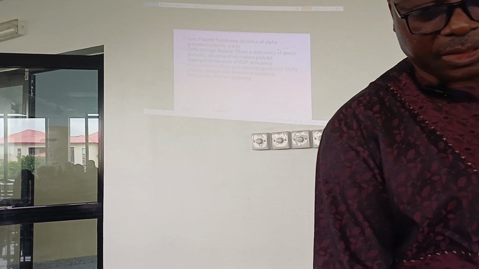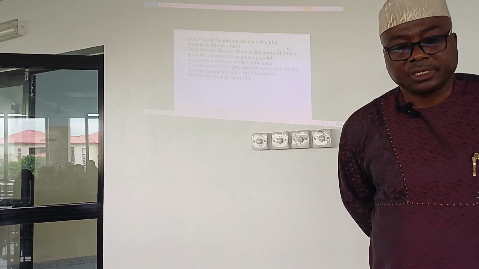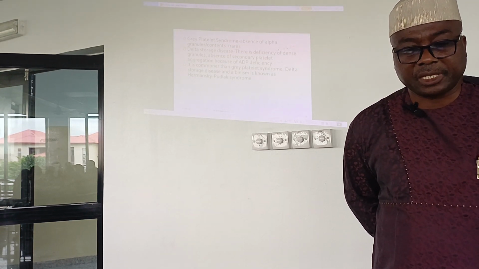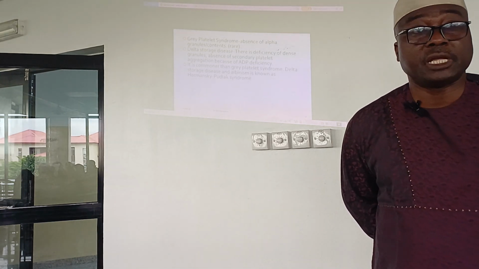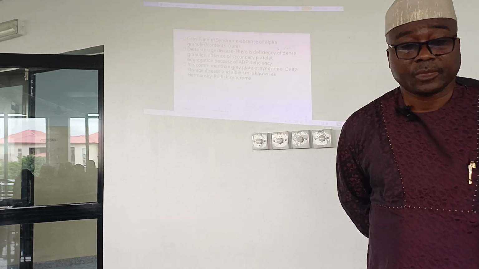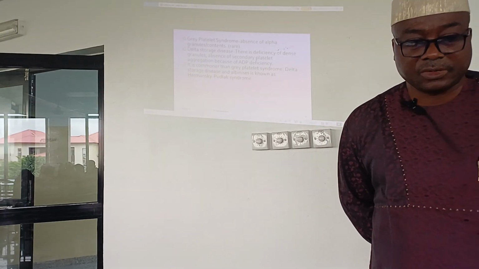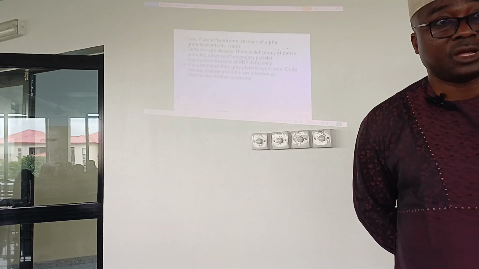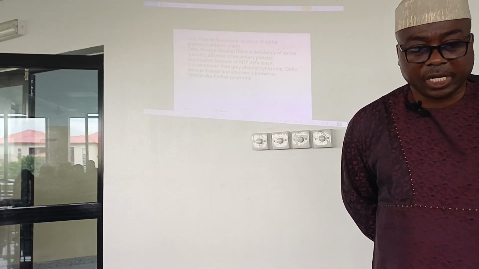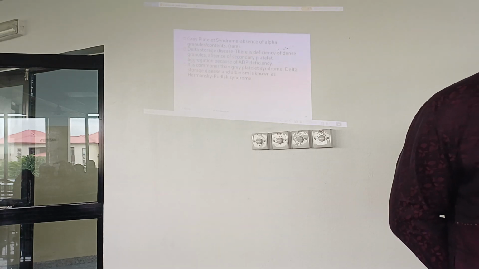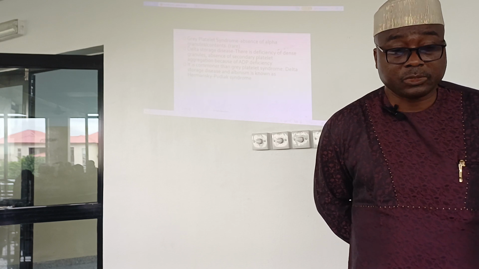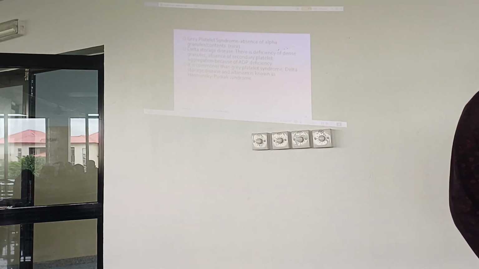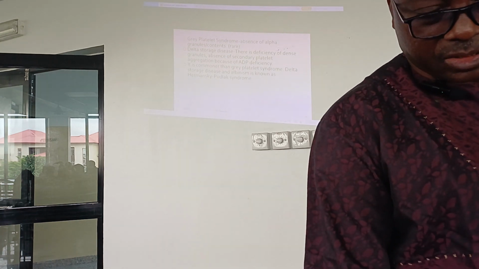Okay, these are the other inherited platelet disorders. Gray platelet syndrome is absence of alpha granules and their content; it is rare. Delta storage disease is deficiency of dense granules or delta granules, which I've told you about. It is commoner than gray platelet syndrome, which involves alpha granules. Delta storage disease and albinism together is known as Hermansky-Pudlak syndrome.